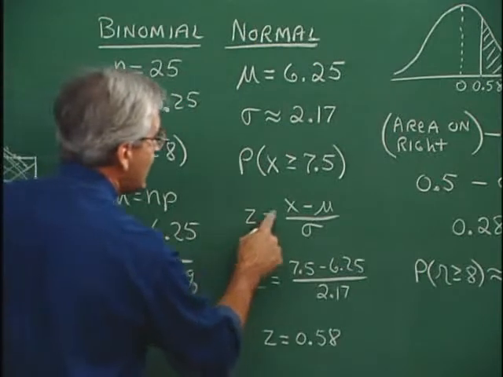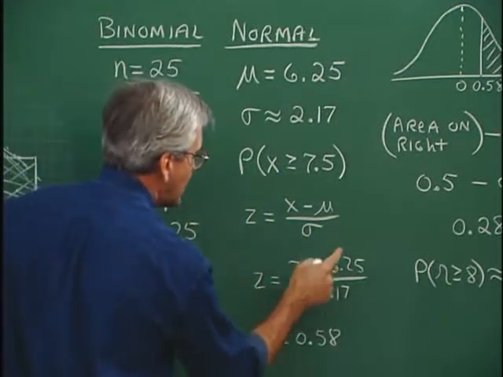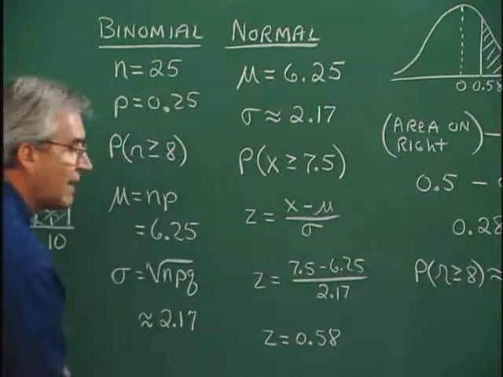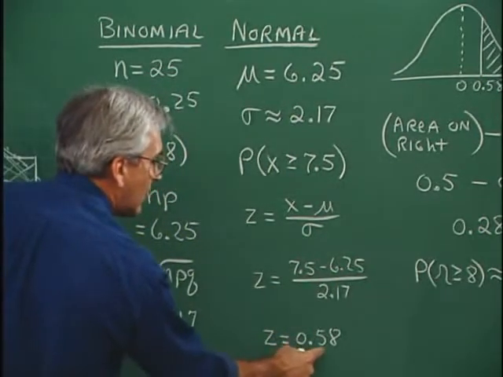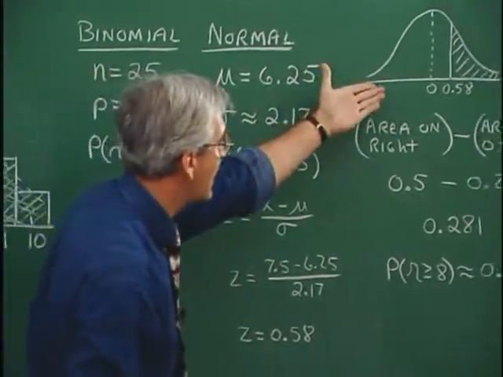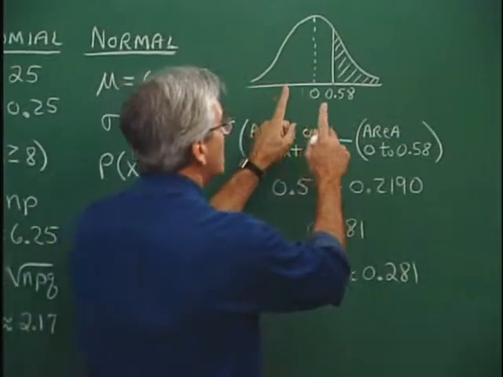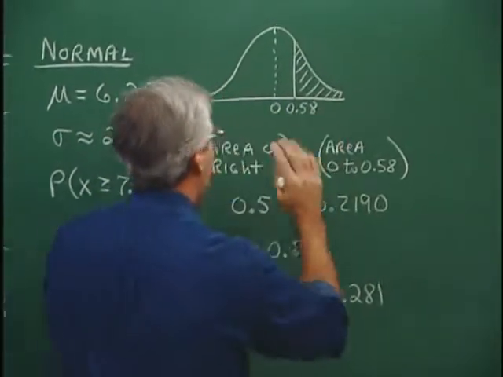That is, z is x minus mu over sigma, so we have 7.5 minus 6.25 over 2.17, which is 0.58. So a z then of 0.58 is what we're talking about. We would sketch the situation. So we sketch it here. So we want the area under the curve that's to the right of 0.58. Oh, how do we do that?